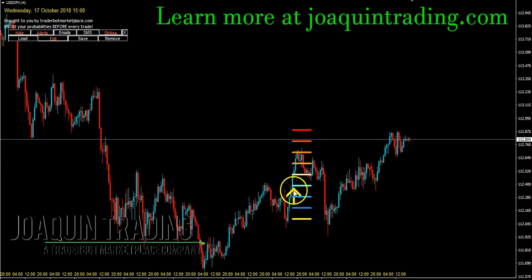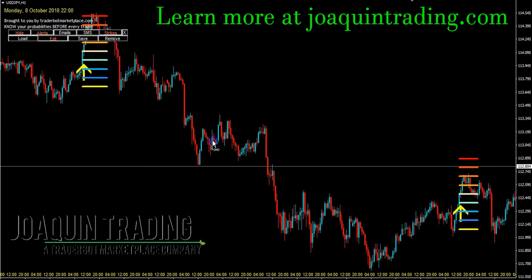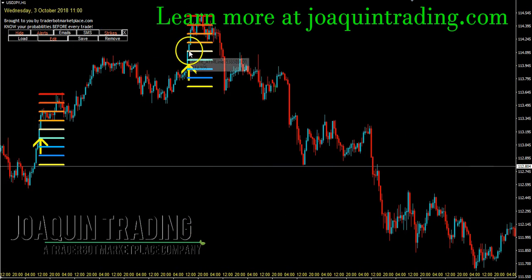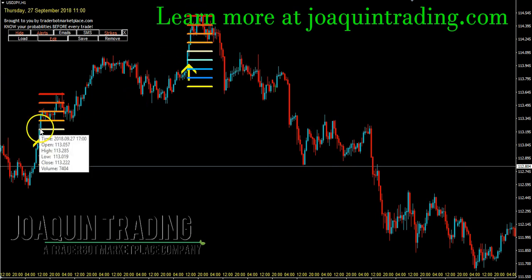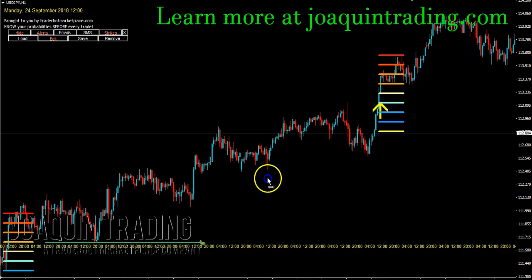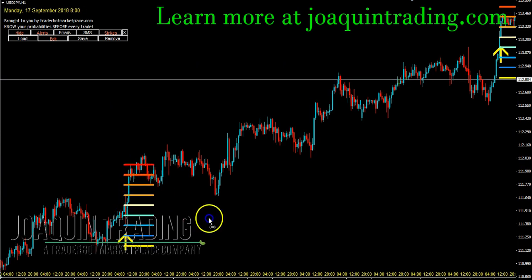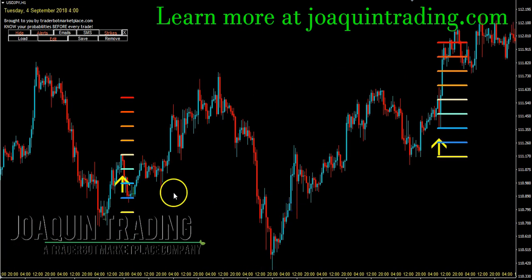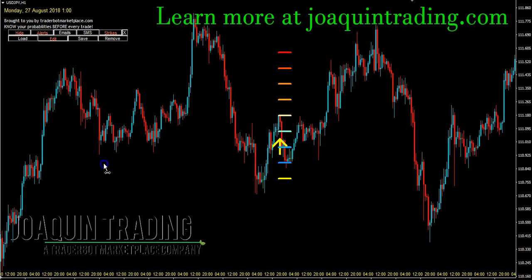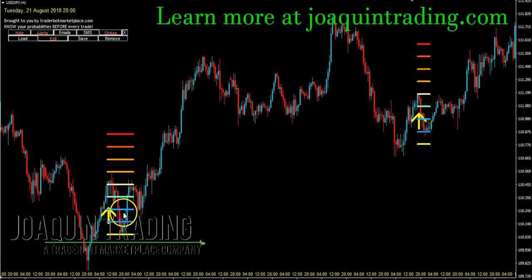As you can see, after the arrow came, which is notated by this middle beige line right here, it came on the open of the bar and price shot up about 20 pips right here. On the one previous to that, price shot up about 40 pips. Price shot up about 40 pips on the one previous to that, and again on the one previous to that. Okay, here is one that is a loss. Price shot down 30 pips on the one previous to that, and price shot down 40 pips on the one previous to that.